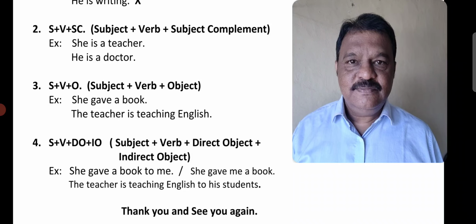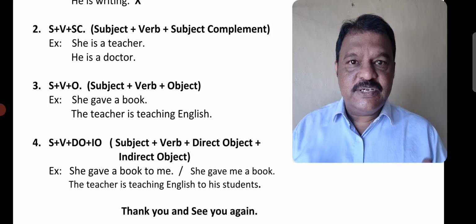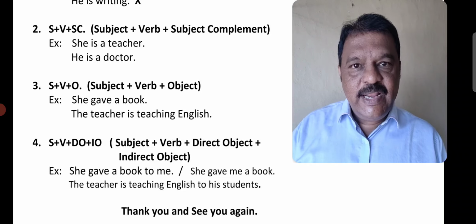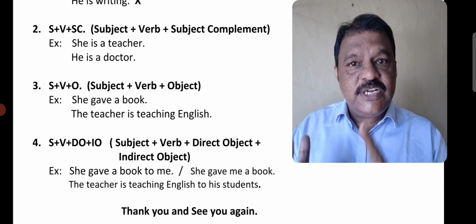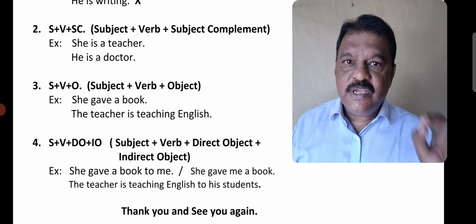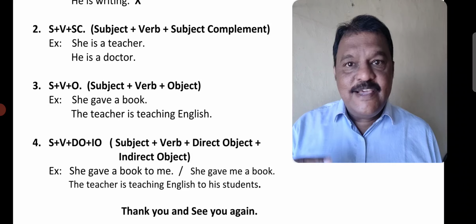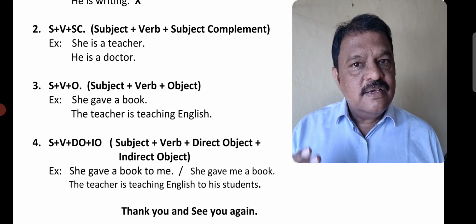It's possible. After the verb, we have placed an object. Whether it is indirect object or direct object, we have placed an object after this transitive verb. That's what is important. So you can say she gave a book to me, or you can say she gave me a book.